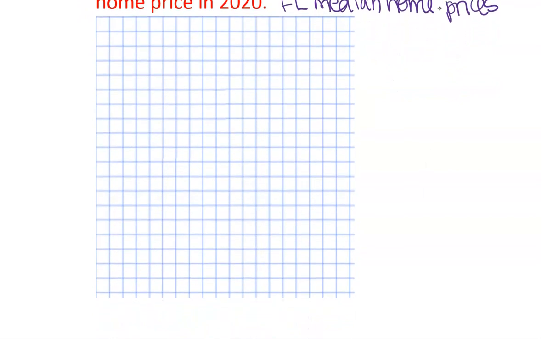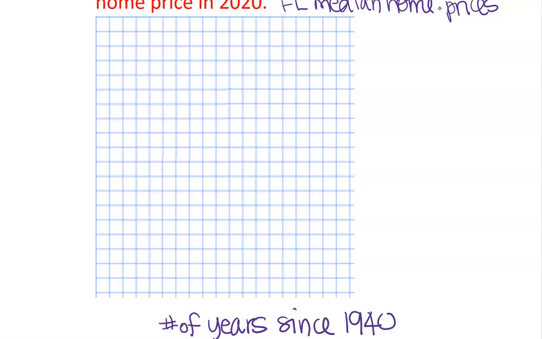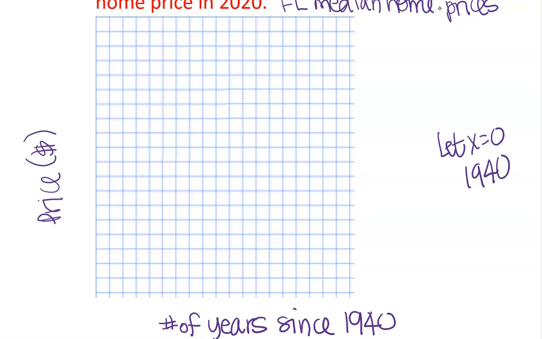Okay, along the bottom, number of years since 1940. Along the side, price in dollars. Okay, so 1940, let x equal 0 represent 1940. So in 1940, it's 23,100. So these are going to be a variety of costs.